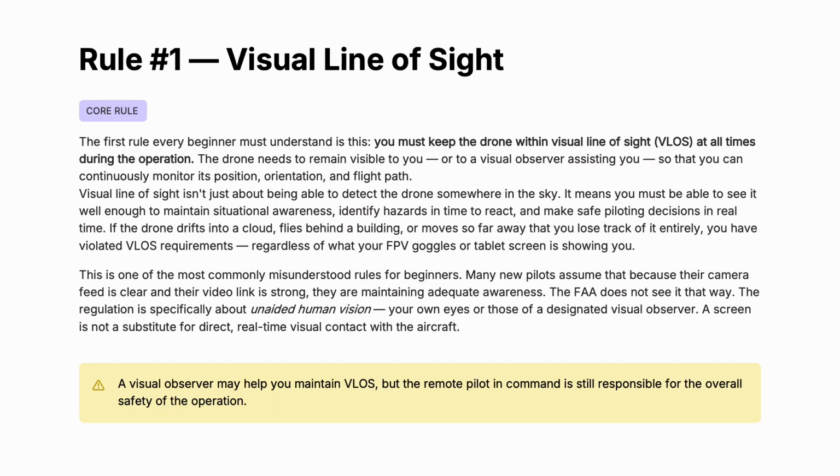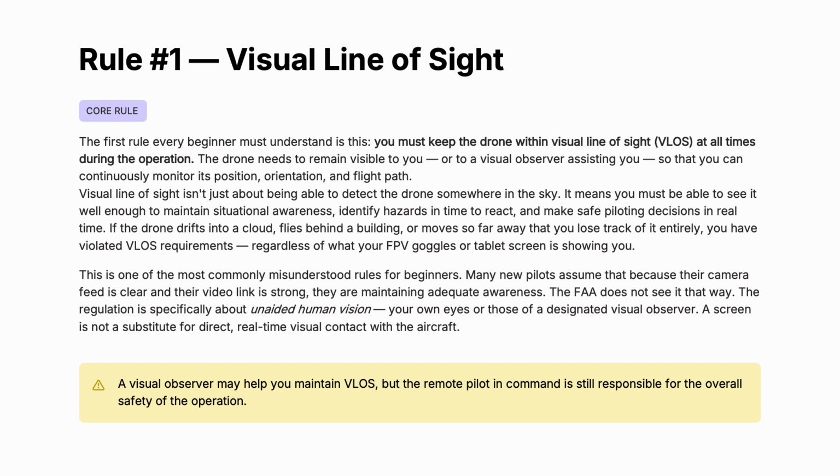Let's get into rule number 1, and arguably the most misunderstood rule for beginners. You must keep your drone within visual line of sight at all times. This means you or a visual observer helping you need to actually see the aircraft well enough to track its position, its orientation, and its flight path in real time.